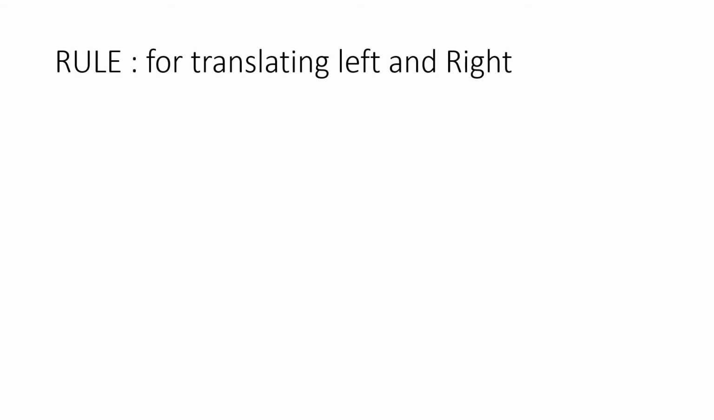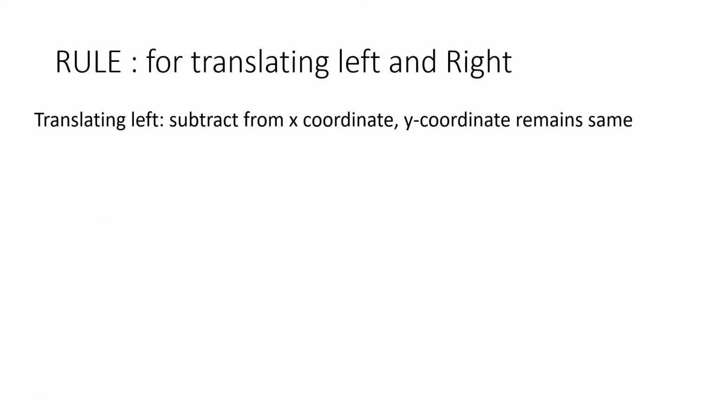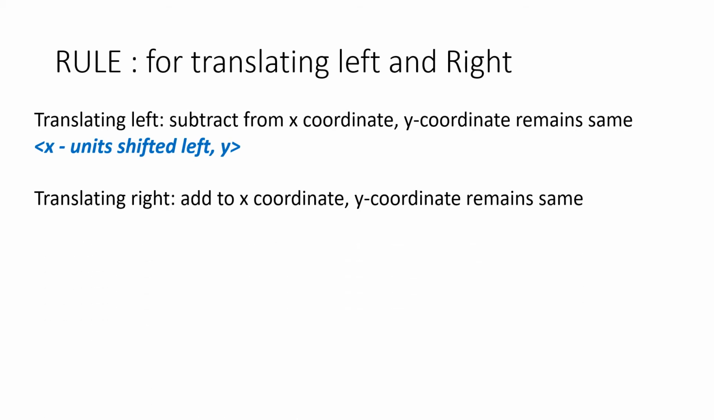So the rule for translating left or right. Translating left, as we have seen in the example, we subtract from the x coordinate, and the y coordinate remains the same. So this is the vector form: x minus the units shifted left, and y is the same. And to translate right, we add to the x coordinate and the y coordinate remains the same. So we say x plus the units shifted right, and the y value is the same.